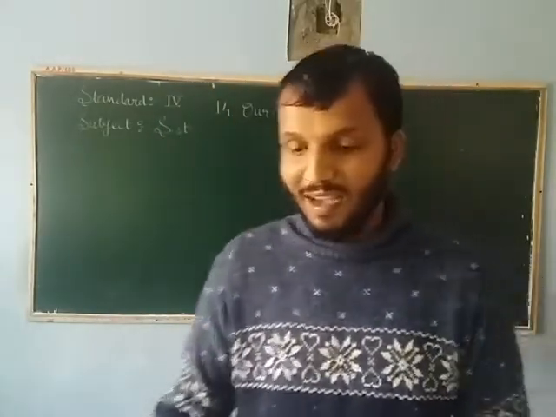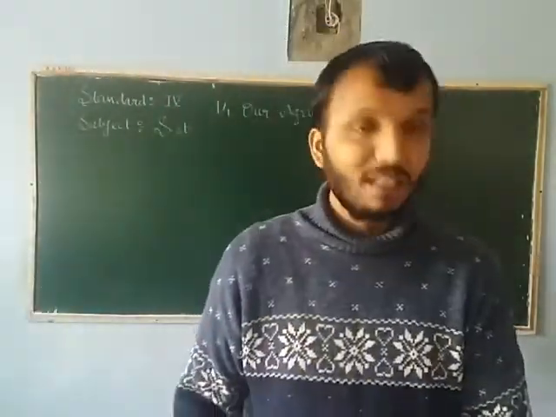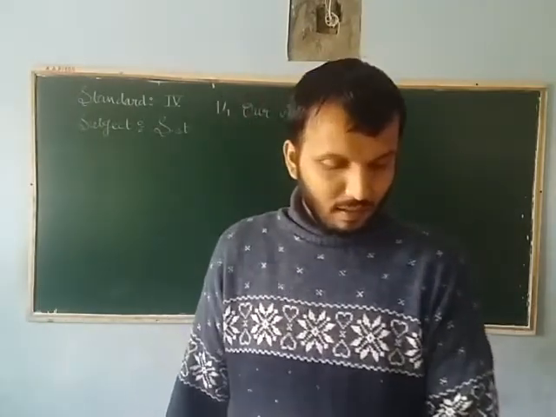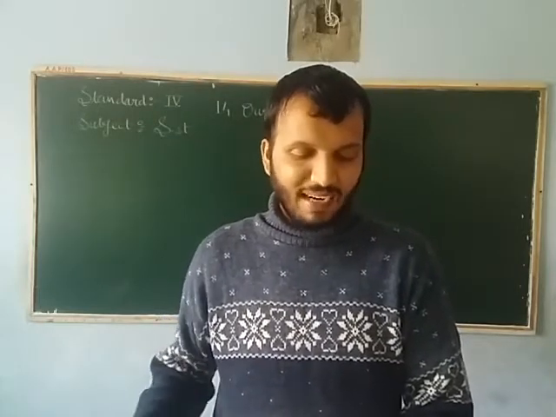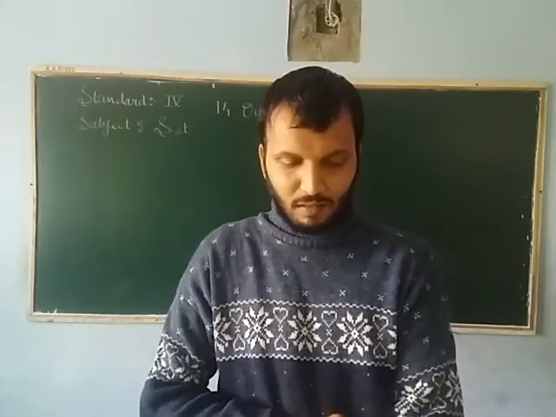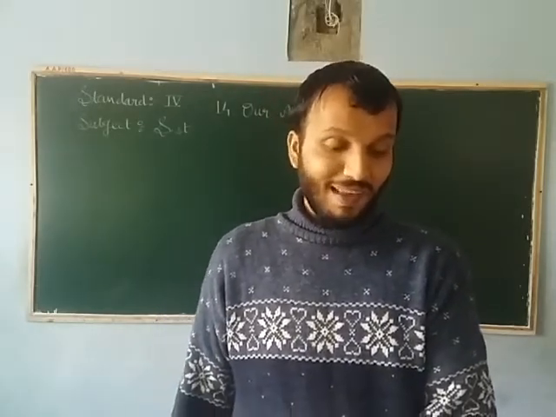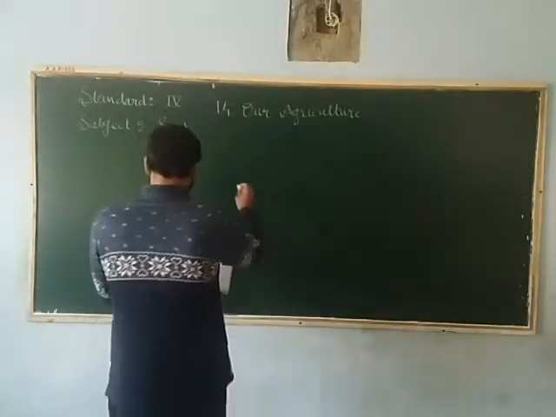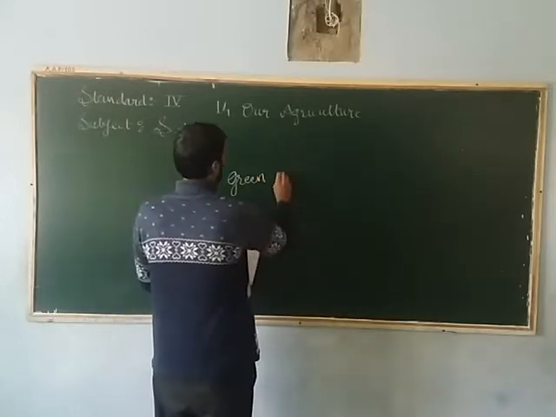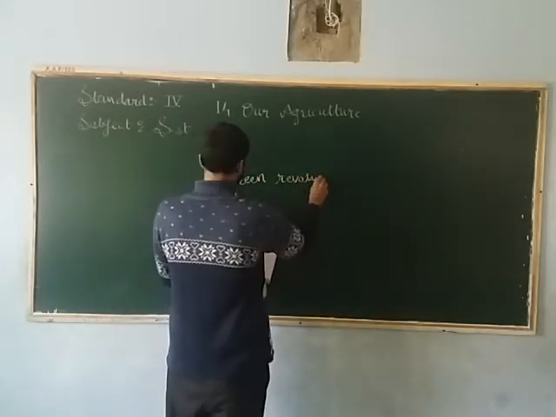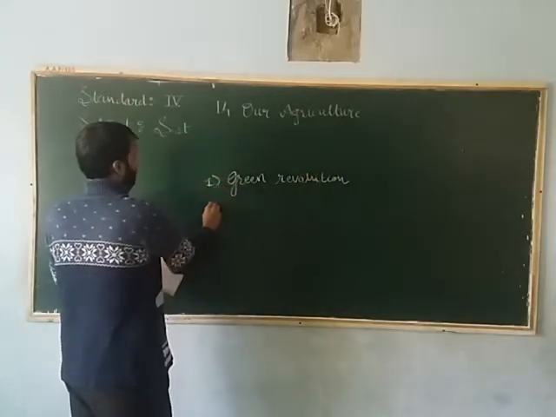So here we ended our chapter. There are some fill in the blanks. The first one, on page number 90 only: the increase in agricultural production due to the use of better techniques of farming and good varieties of seeds and manures is called what? It is called the green revolution. The answer is green revolution.